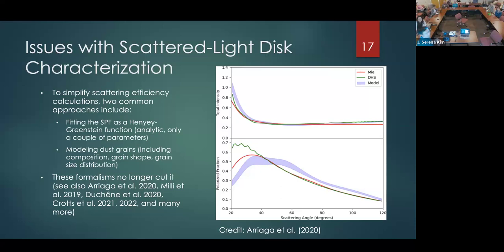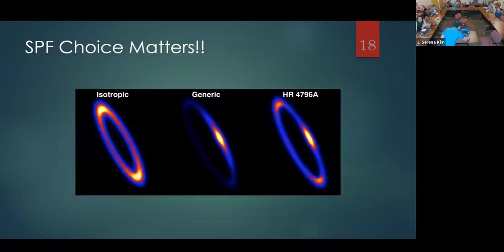So what can we do about this? Okay, so this is another figure that I made of just showing you how much your choice in the scattering phase function actually matters. And so this is just an inclined disk model. Generic, I'll explain what generic is in a couple of slides. This is a measured scattering phase function from a debris disk around HR 4796A. And then this is isotropic scattering. So this is to just drive home the point that your scattering phase function choice and your brightness profile does matter when it comes to your modeling.